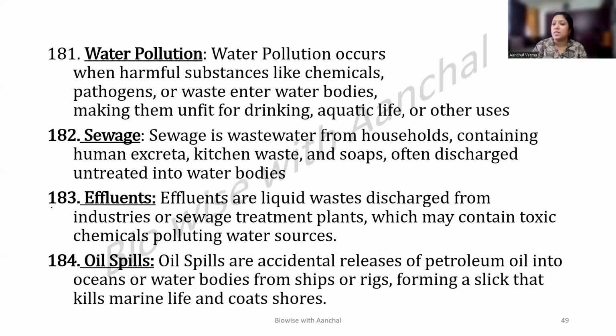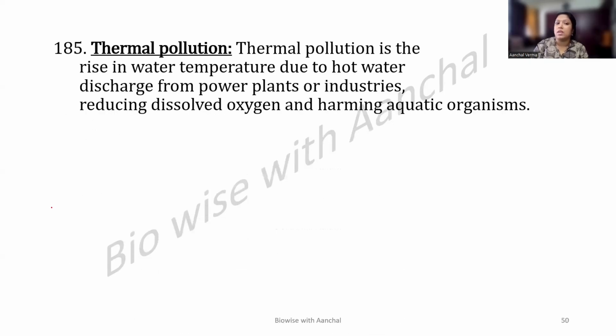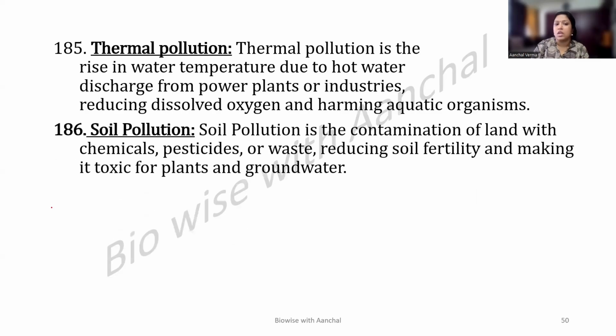Oil spills are accidental release of petroleum oil in the ocean or water bodies from ships or rigs, forming a slick that kills marine life and coats shores. Then thermal pollution is the rise in water temperature due to hot water discharge from the power plants or industries, reducing dissolved oxygen and harming aquatic organisms.